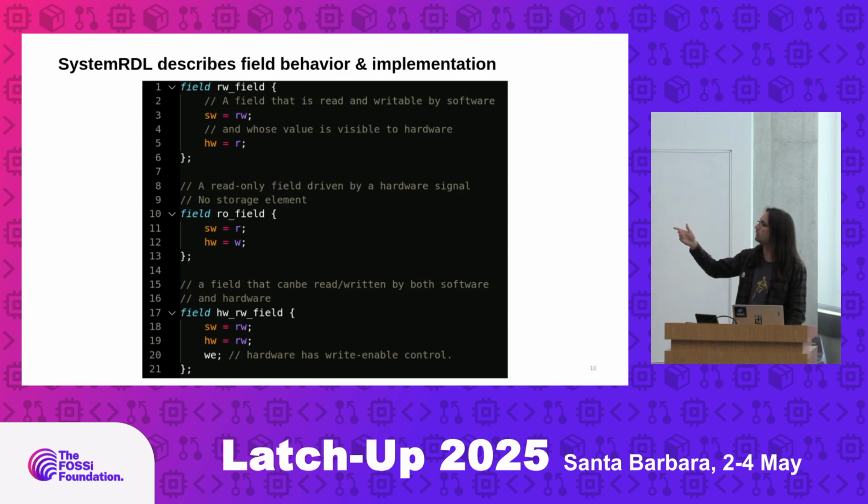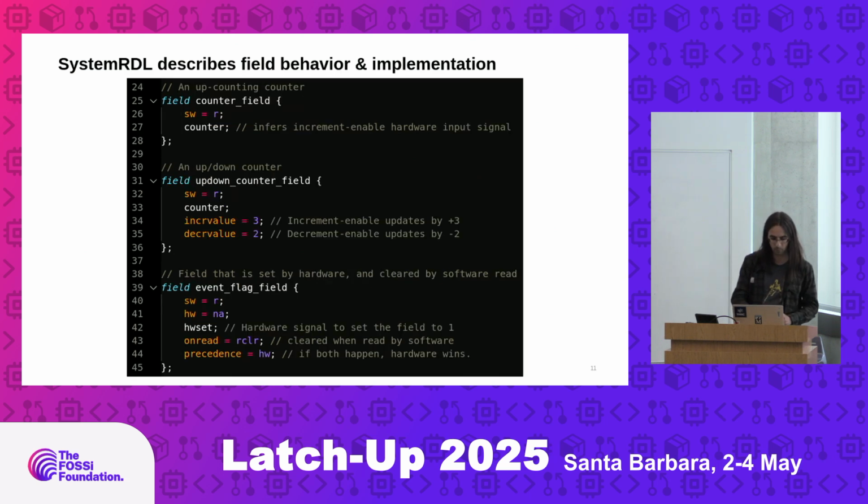The next one down is a read-only field. So software can read it, hardware can write it. Think about it. There is no storage element. That's just a wire. That's a wire that gets memory mapped. Last one, there's a kind of volatile field. Software and hardware can read and write it. And then in order to control who does what when, on line 20, we have that write enable. So that infers a write enable strobe. So great. OK, we can start building stuff.